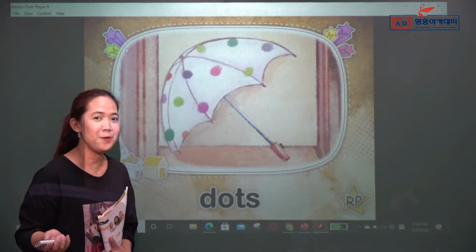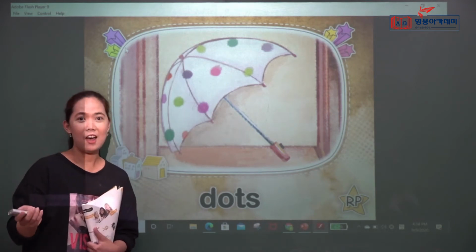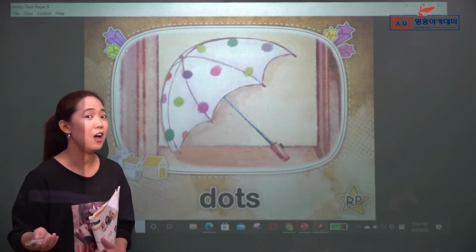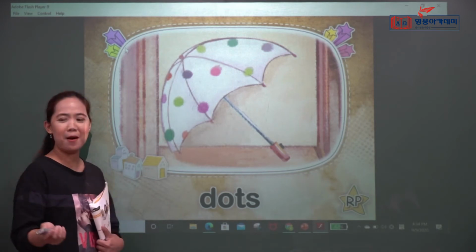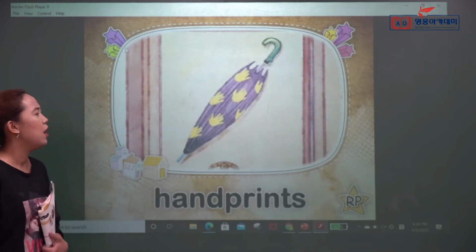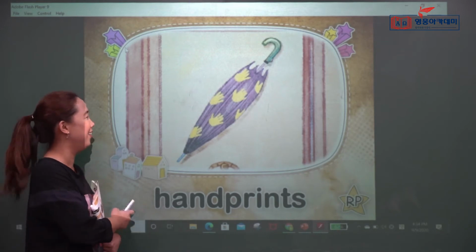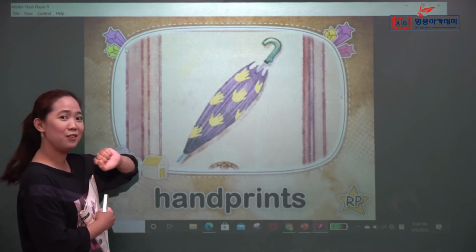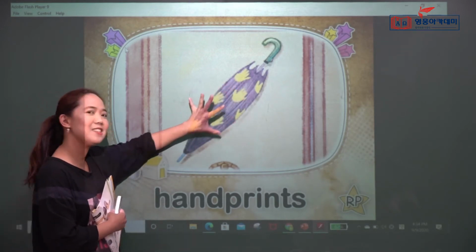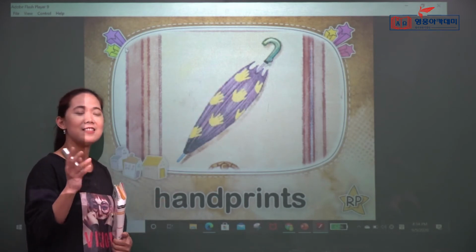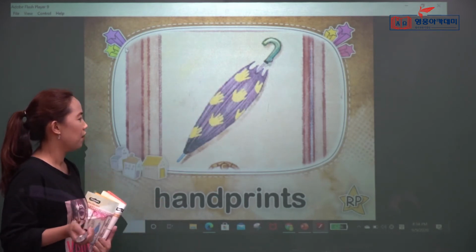Now repeat after the computer. Dots. Dots. Very good. How about the next one? Oh, it's another umbrella. Okay. All right. And you see, there is something. What is this design called? We call it Handprints.